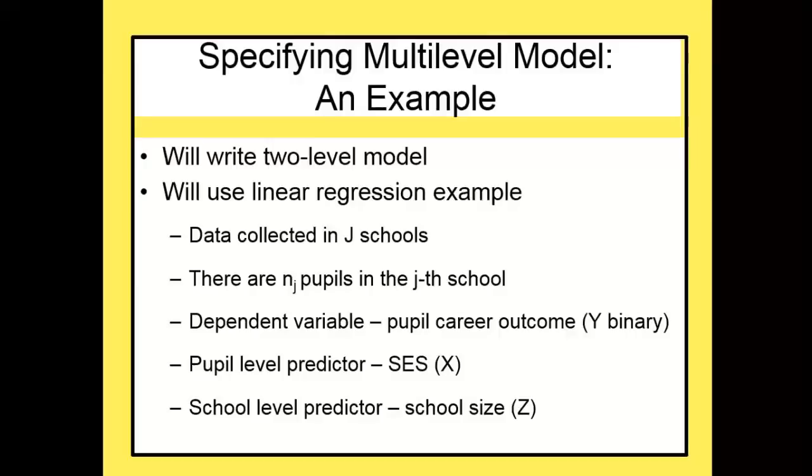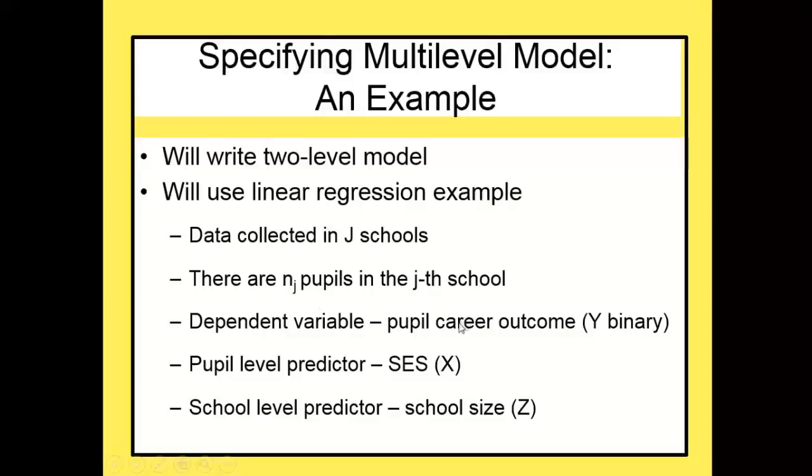So we're going to do it by linear regression, even though we're going to consider some other models, and we're going to consider data collected in J schools. J is the number of schools. J could be 10, I'm not sure, and there are N sub J pupils in the Jth school.